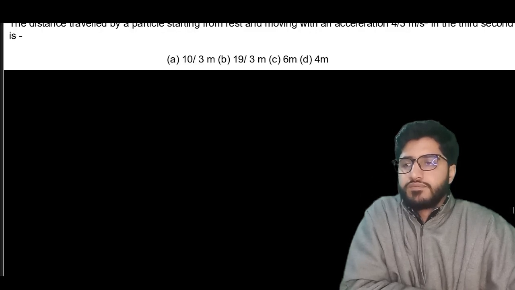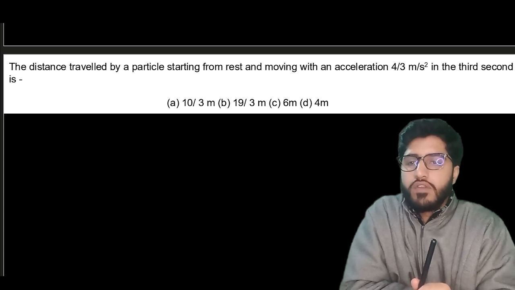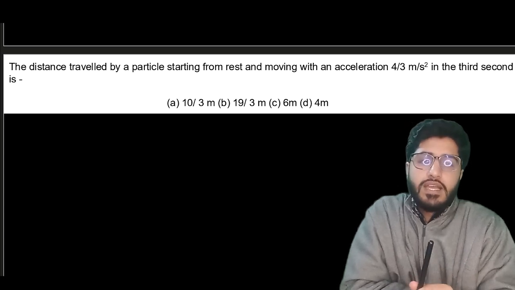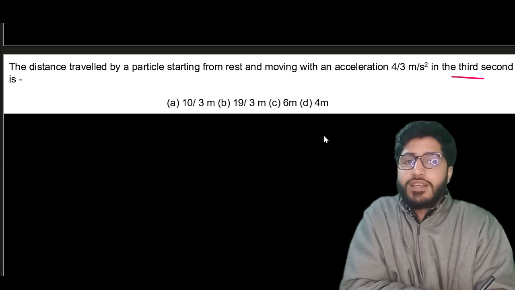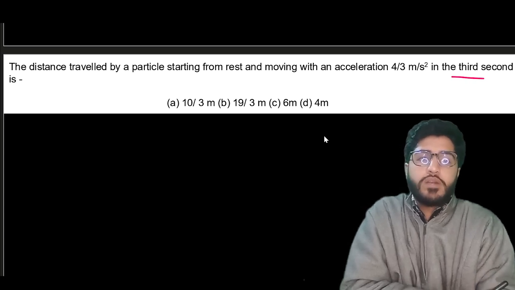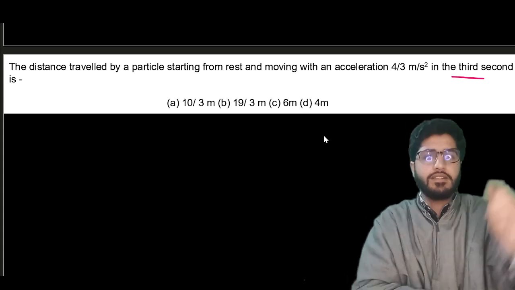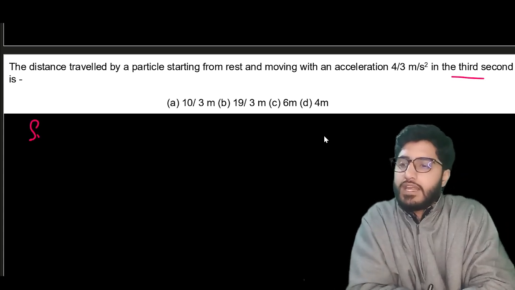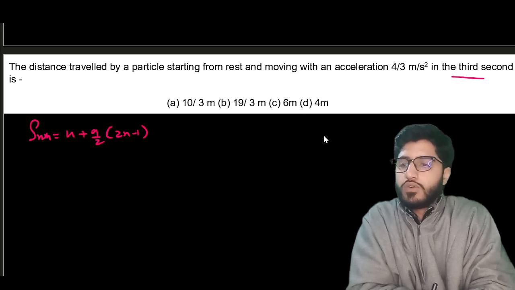Next numerical. A distance traveled by a particle starting from rest and moving with constant acceleration is this much. In the third second means, right? The formula is S nth equals u plus a by 2 into (2n minus 1). Once again, yes. So what I can write now? I can write S nth, which came out to be u plus a by 2 into (2n minus 1). I guess u is 0, right? This one is 0. So 1 by 2, a is given to be 4 by 3.